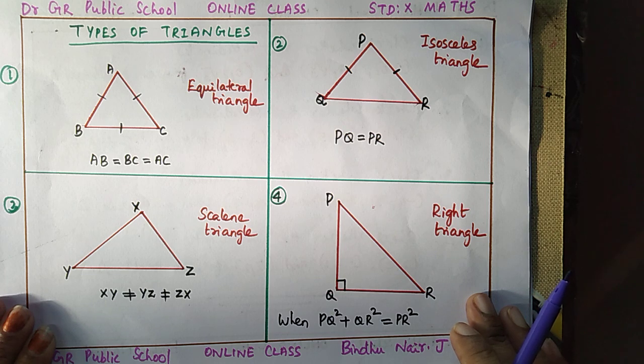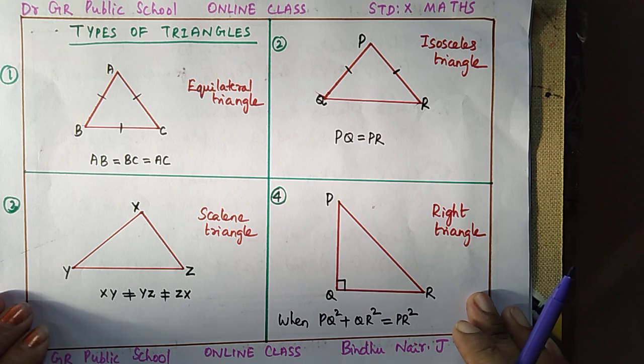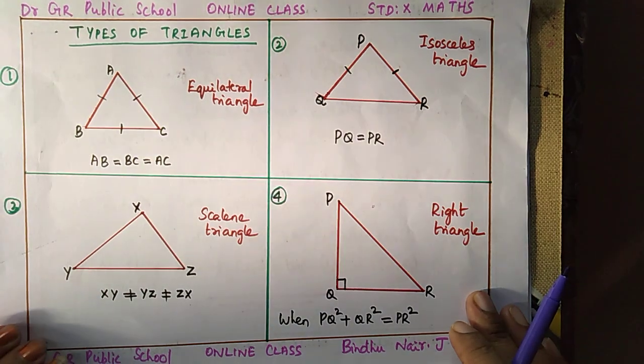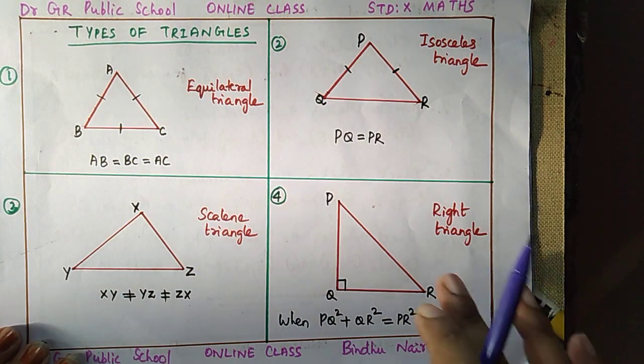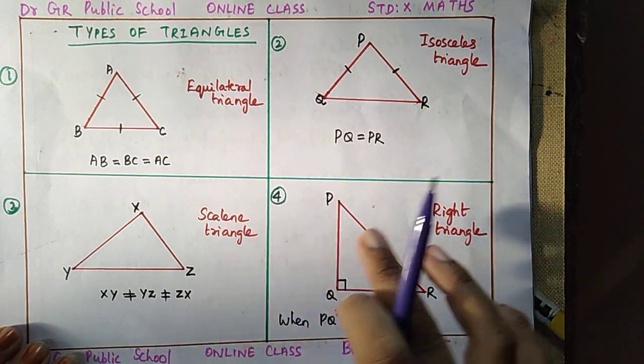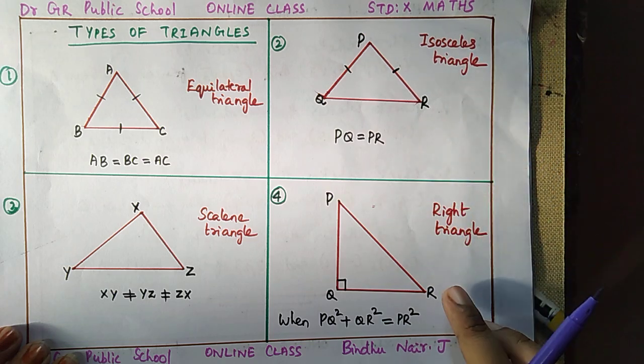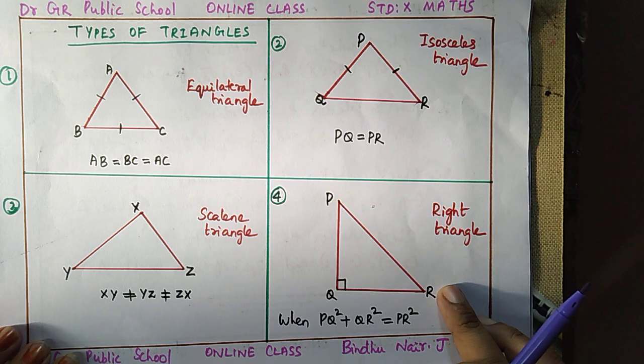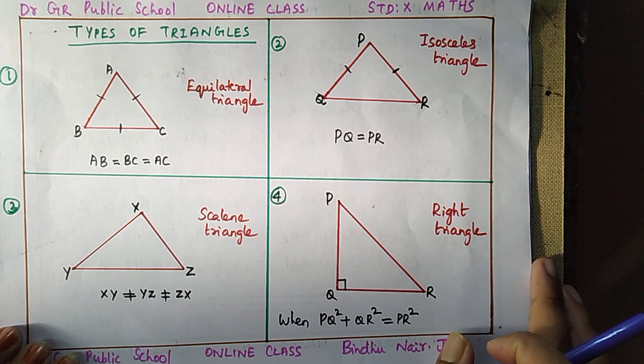So these are the four types of triangles we are going to discuss in today's session. I think all of you understand: equilateral triangle, scalene triangle, isosceles triangle, right triangle. So we are going to see the examples.